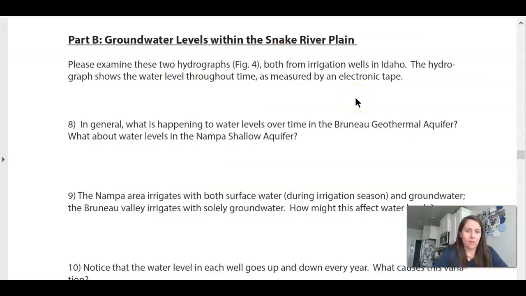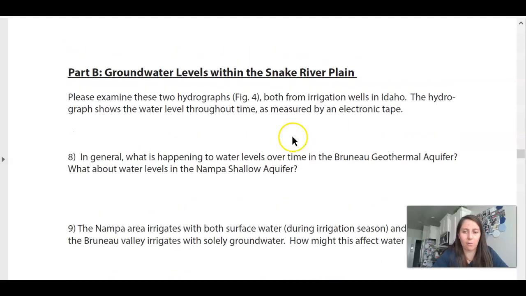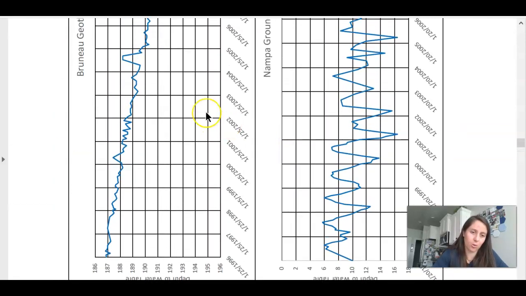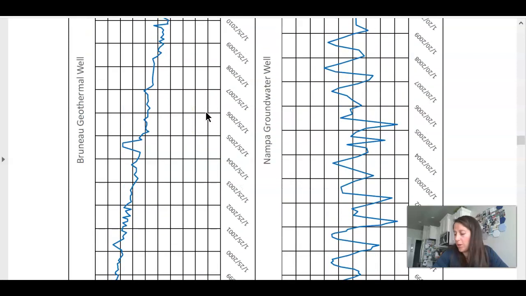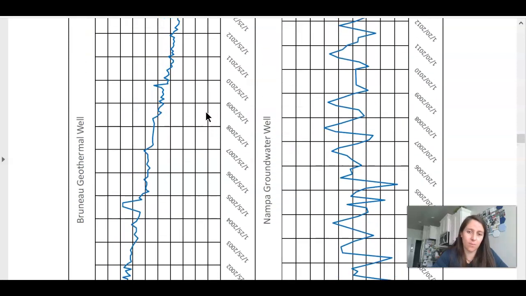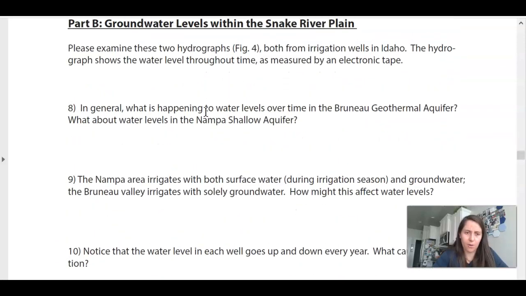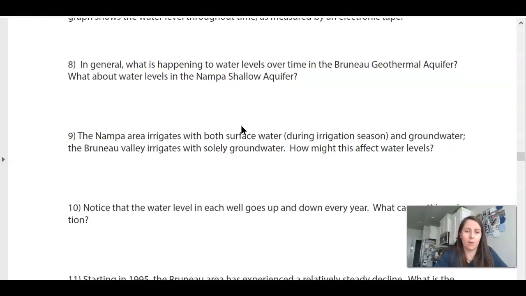Okay, so part B is asking questions about the groundwater levels within the Snake River Plain. So here they're asking you about two different aquifers, the Bruno geothermal aquifer and the Nampa shallow aquifer. So the data from both of those are shown here on the graphs in page 124, so right above it, okay? So it's relatively straightforward, this part. I think it is the easiest of the 4 parts that you have to complete for this lab. So I'm not going to go in depth about that.